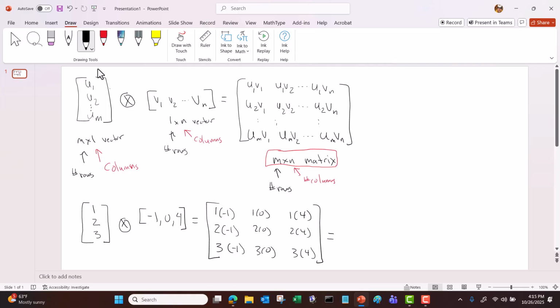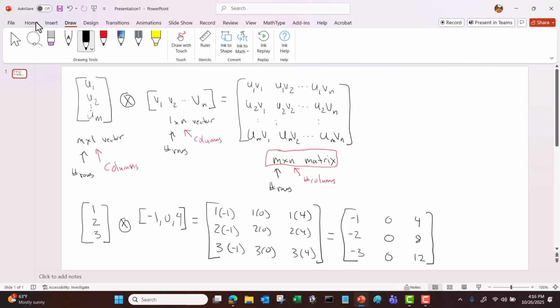And then we just do the arithmetic to simplify this down. -1, 0, 4, -2, 0, 8, -3, 0, 12. And this would be the outer product of these two vectors. Now, the advantage that this has in some cases is that it does simplify some notation down, but it also allows us to multiply vectors together that may not be of the same dimension.